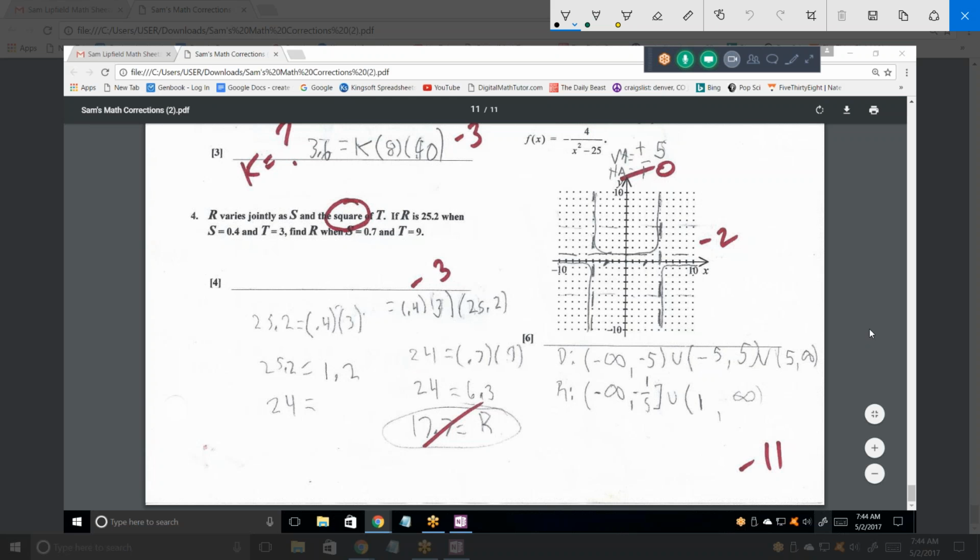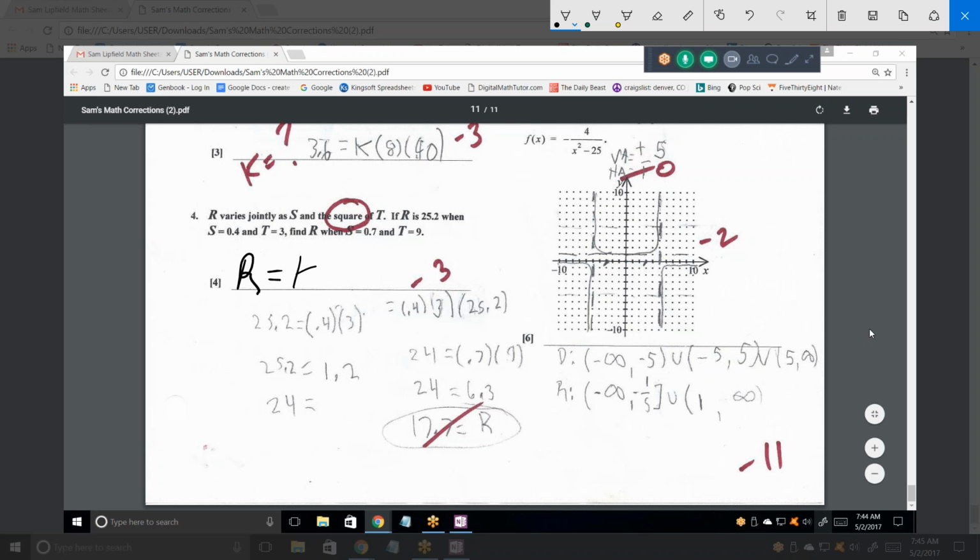R? You give it to me. Oh, okay, I don't know if I remember. R varies... What does vary mean? Means it equals... jointly as s, the square of t. I guess t squared. What's the one letter that's in all of these? Always start with your k.